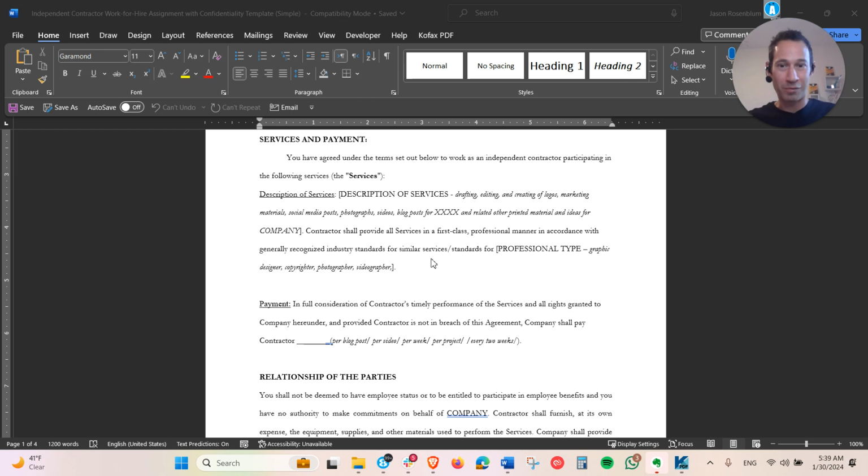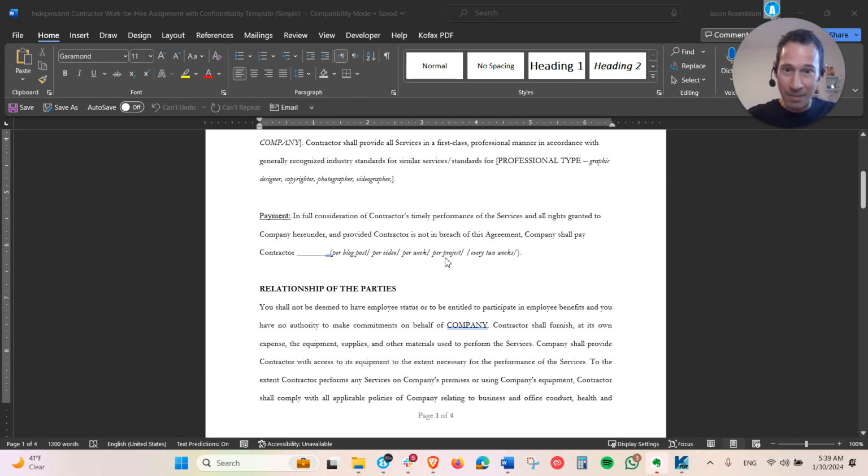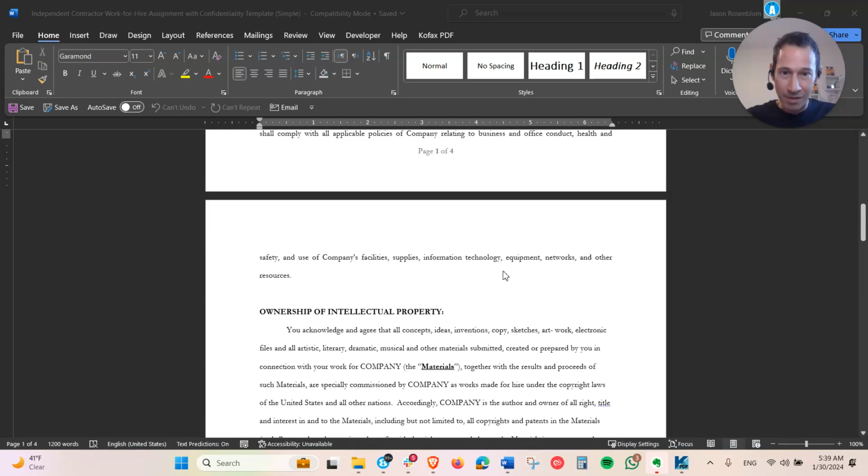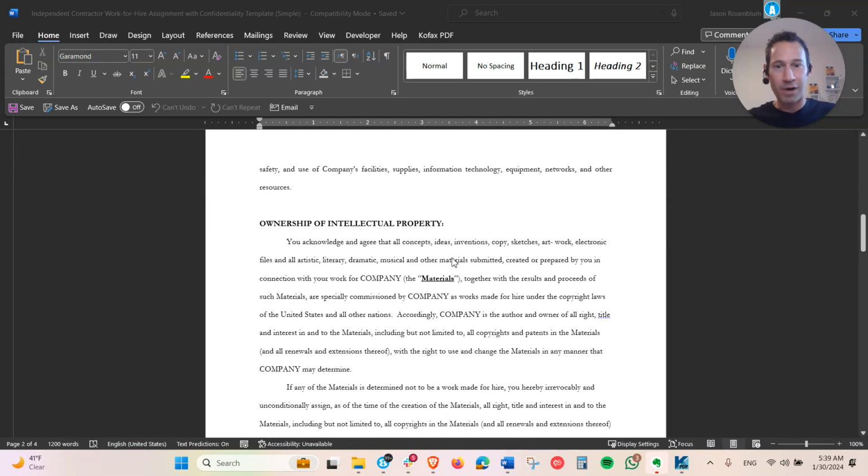What they're really looking for is an employee, not an independent contractor. And then it talks about the payment, the relationship of the party. But here's where the key language of the work for hire is. And again, this one is very basic work for hire. The real key about this one is ensuring that you own the intellectual property that's created.